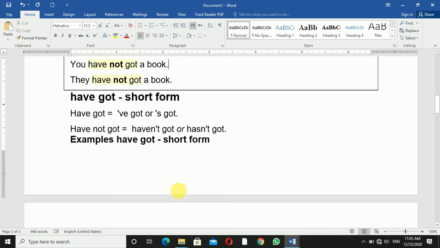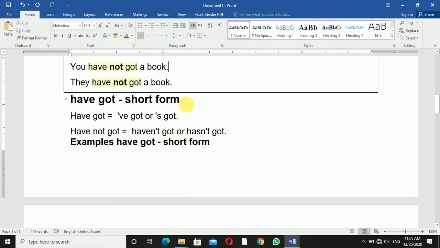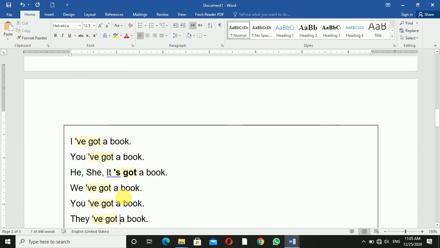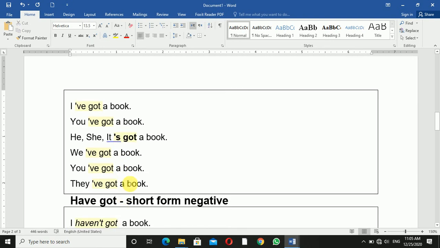Now the negative short forms, the contracted or short form, have got or has got. For example, have not got can be haven't got or hasn't got. And for example, the short forms of have got: I've got a book. You've got a book. It's got a book. We've got a book. You've got a book and they've got a book.